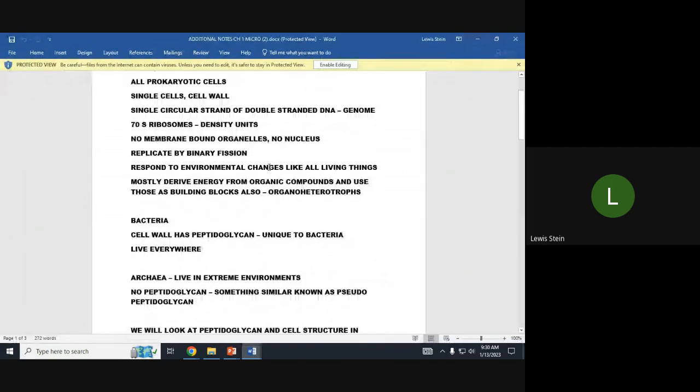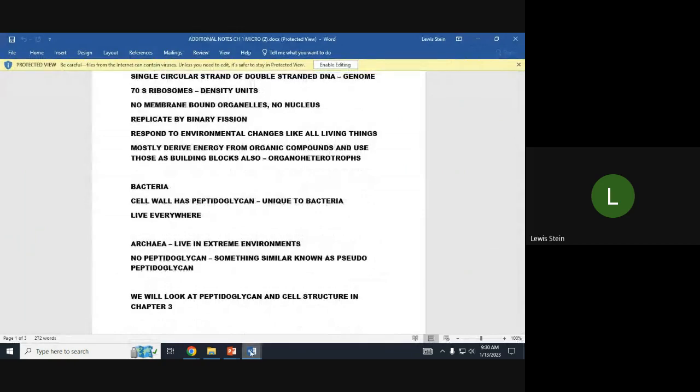These additional notes are kind of what I put on the board. And really, maybe the linchpin of the chapter that we're coming to is the peptidoglycan in the cell wall. In the chapter where we start looking at this, which I think is chapter 3, just like it says here, we look at the gram-negative and gram-positive structure.